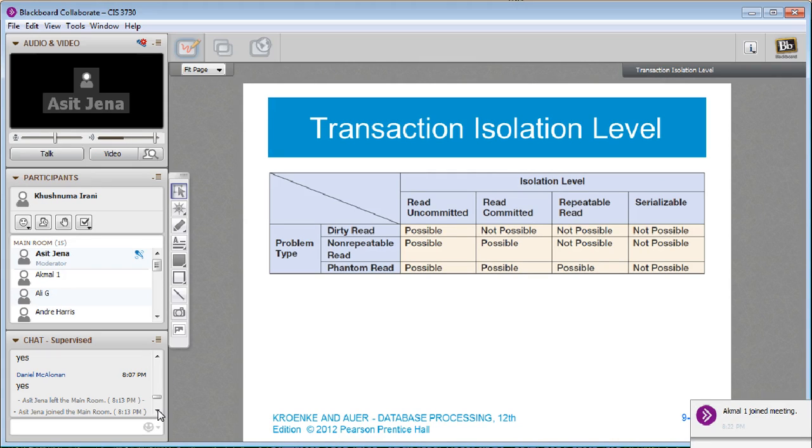If you are read committed, that means you are only reading data after it has been written, then dirty read is not possible. Similarly, again, I'm not really hung up on this. You go ahead and read that. I think it will make a lot of sense.